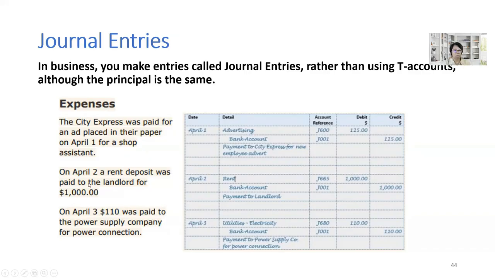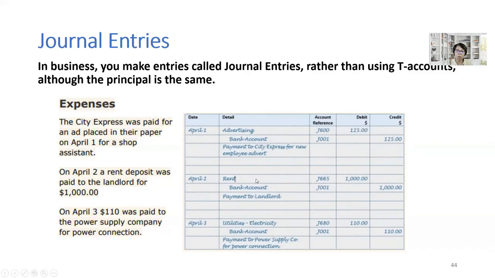Okay, let's see another one. On April 2nd, a rent deposit was paid to the landlord. So we paid rent. I don't know why they call it a deposit. Rent was paid to the landlord for $1,000. Now this is an expense because it's in the normal course of business that we're paying for. And so we pay rent expense, we debit. Debit means make expense go up, $1,000.